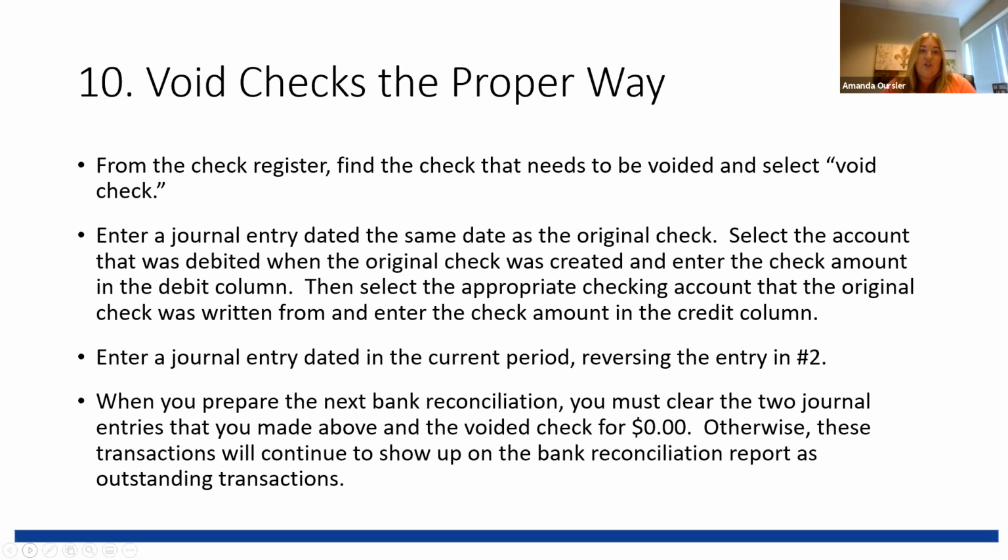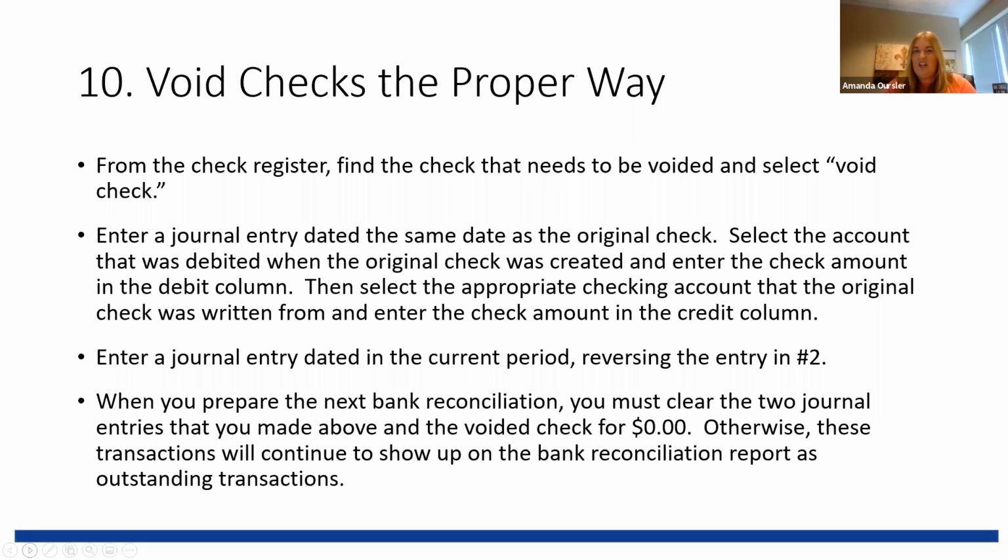And then you're going to enter a journal entry dated today. And that's going to reverse the entry that you made prior. And then you can create your new check to send out to your vendor.